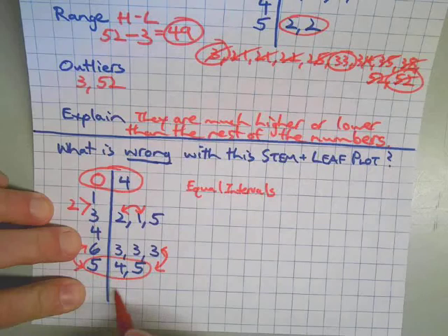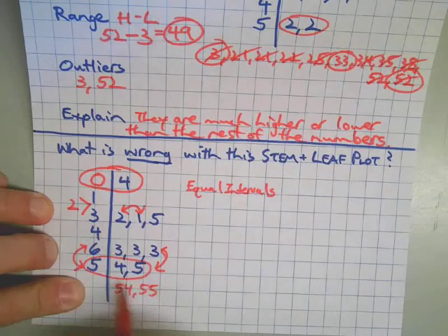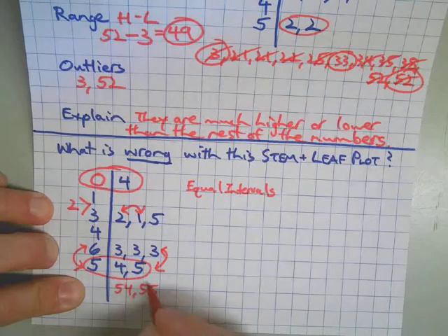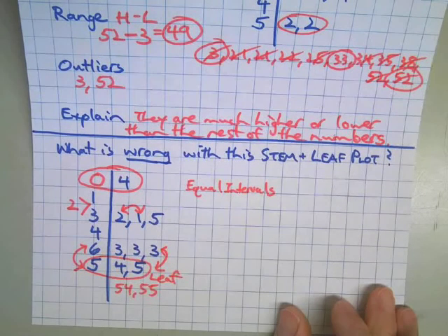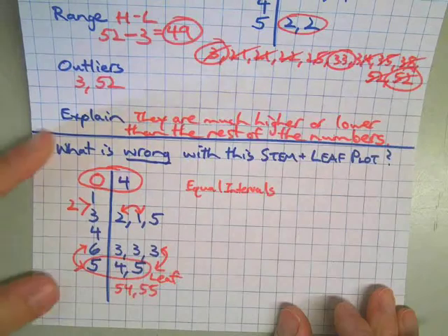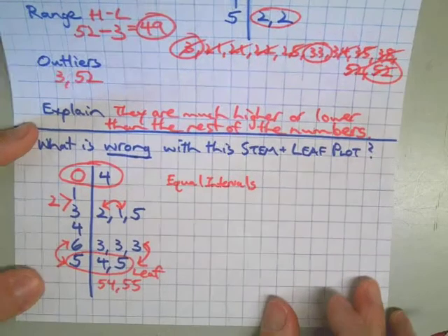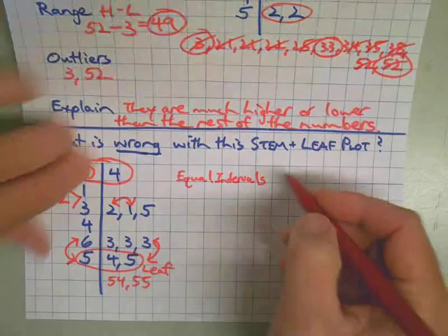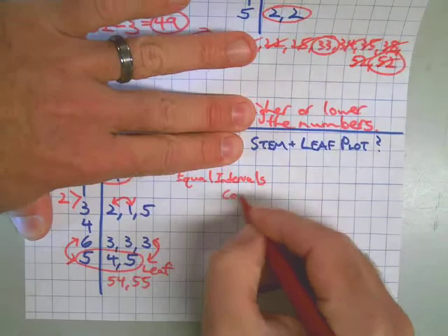This means 54 and 55. If I move this 5 somewhere, I need to move all the numbers on the leaf with it, or else it changes the numbers in my list. So let's rewrite this stem and leaf plot the right way. Okay, here it is the correct way.